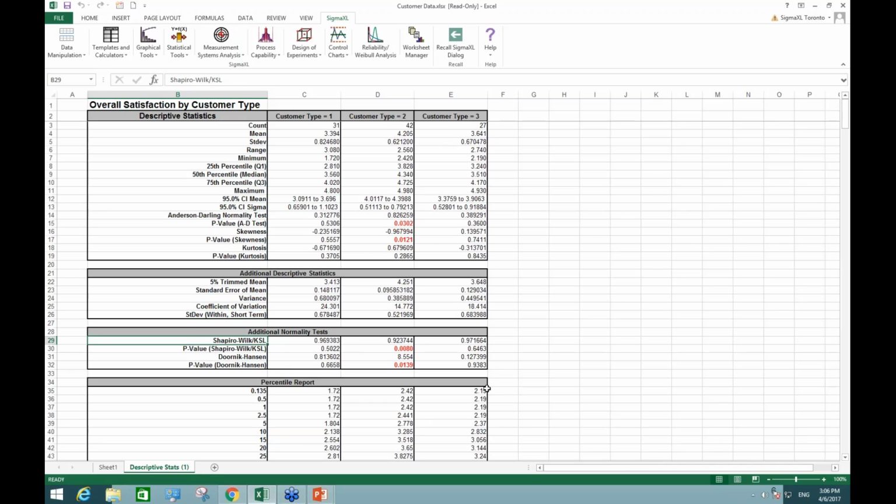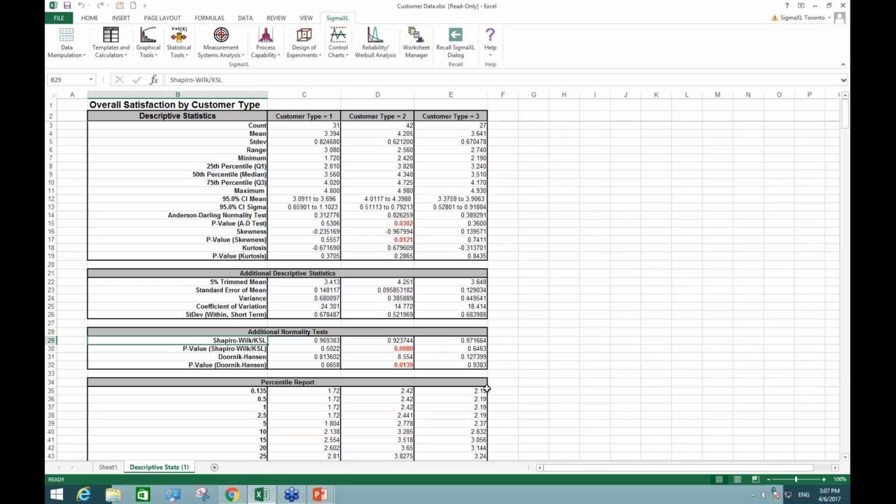Then we have the additional normality tests. The primary normality test throughout SigmaXL is the Anderson-Darling normality test. It's very powerful, so we use that pretty well throughout. However, we added some additional normality tests that are also popular. The Shapiro-Wilk, and the KSL, which stands for Kolmogorov-Smirnov-Lilliefors. Shapiro-Wilk is used up to 5,000 if your sample size is 5,000.